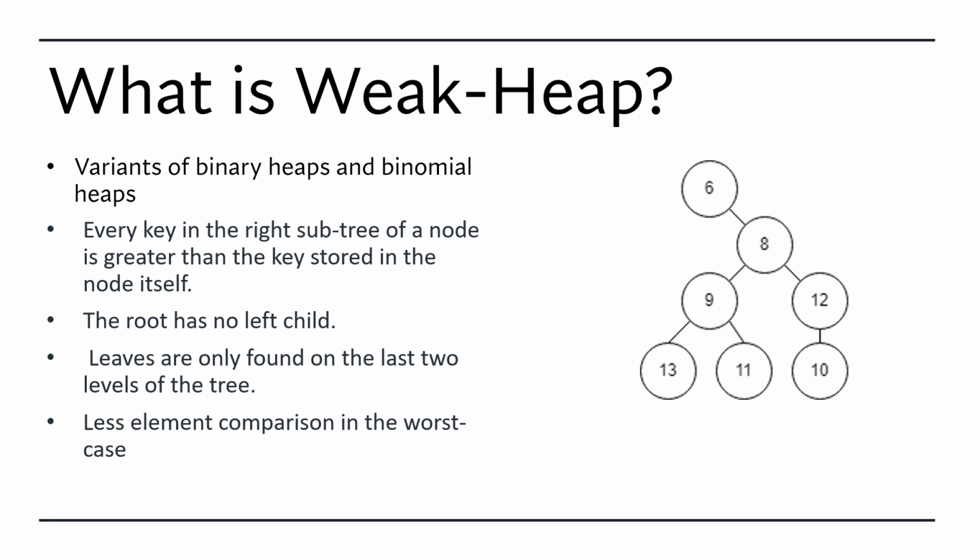Weak heaps are variants of binary heaps and binomial heaps. In weak heaps, every key in the right subtree of a node is greater than the key stored in the node itself. Also, the root has no left subtree. And finally, nodes with fewer than 2 children are in the last 2 levels of the tree. And if we want to say more, the only reason that someone might choose weak heaps over binary heaps is that weak heaps perform fewer element comparisons in the worst case.